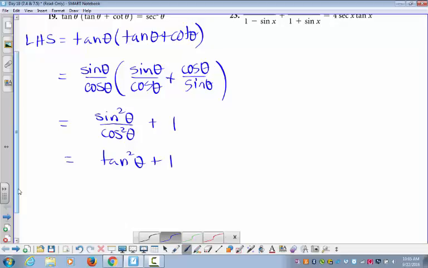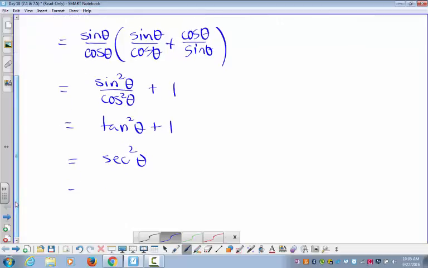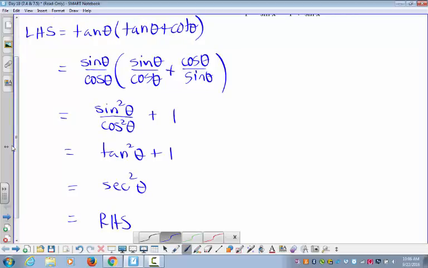And there we have it. That is the right-hand side. So that Pythagorean identity is the key to this whole verification. Tan squared plus 1. And remember, I'll just draw the picture over here on the board of this identity.